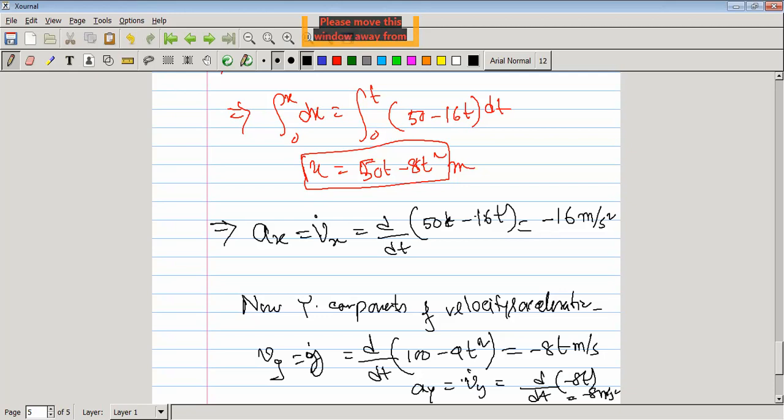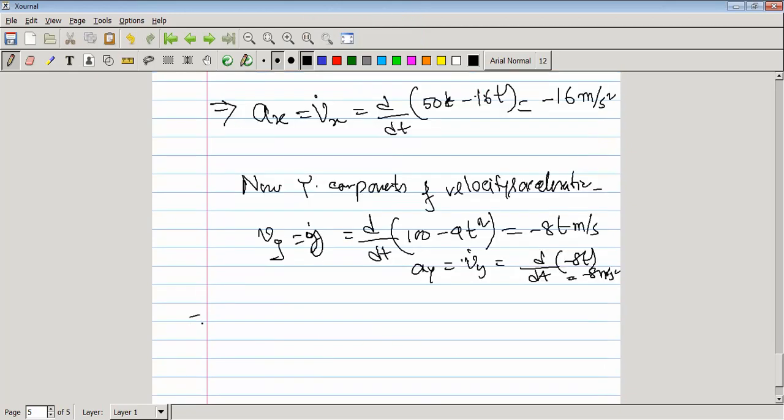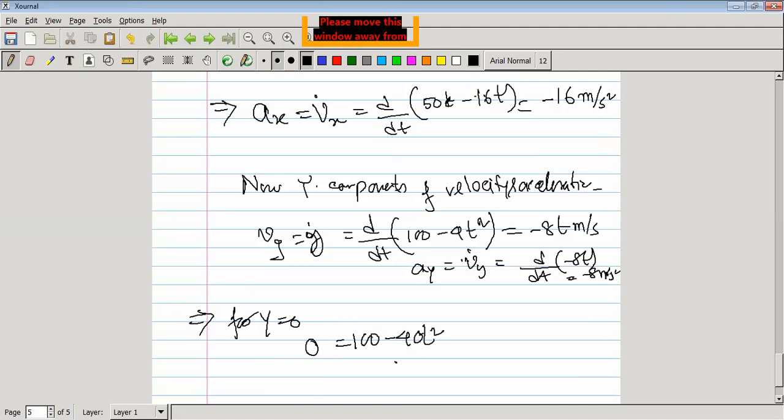Now as per the question, for y equal to 0 we have to find the velocity and acceleration, right? So for y equal to 0, if we put, then 0 is equal to 100 minus 4t square, so t is equal to how much? If it is, then how much will it come?